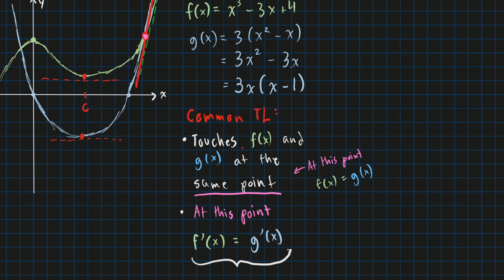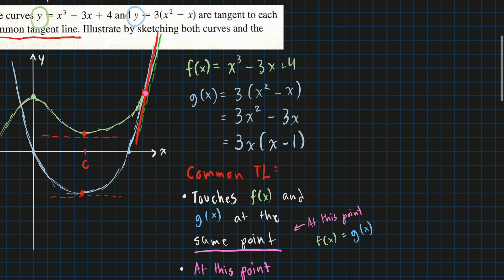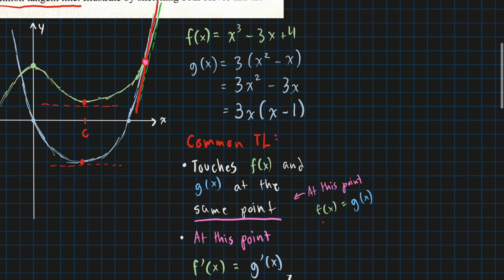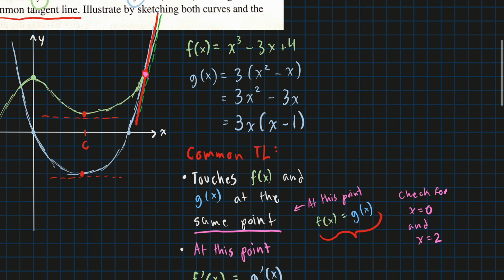It needs to touch f of x and g of x at the same point in order for this tangent line to be common. So what do we have to check? We have to check that f of x is equal to g of x for x equals 0 and x equals 2. So we have to make sure that this tangent line not only has the same slope for f of x and g of x, but it passes through the same point.